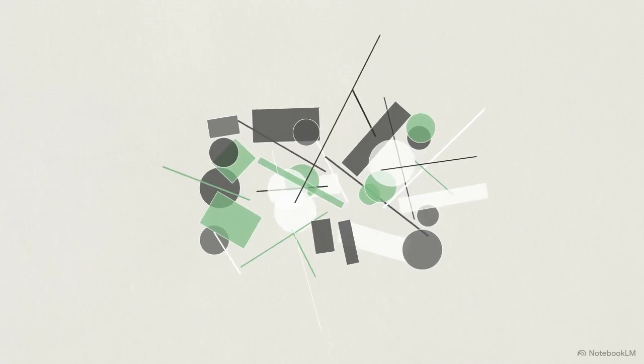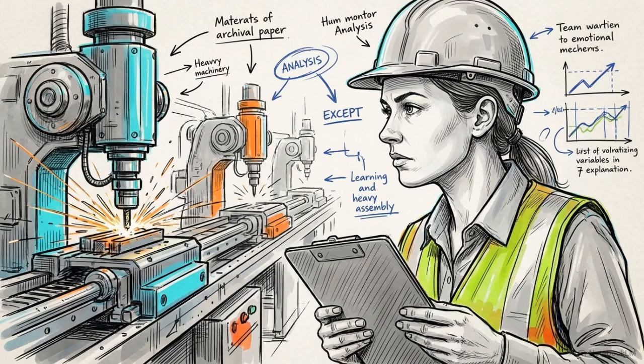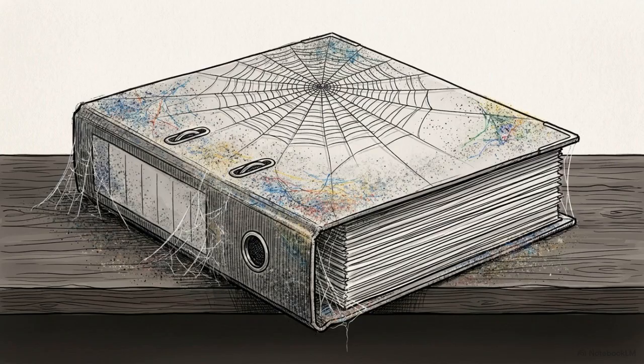To fix this, you have to expose the sequence. That is what a process map does. It is a visual layout of exactly how work travels from the beginning of a project to the end. Before you draw a single line, you have to adopt the right mindset. You must map what is actually happening on the ground today, complete with the messy workarounds, rather than the ideal scenario written in an outdated company manual.